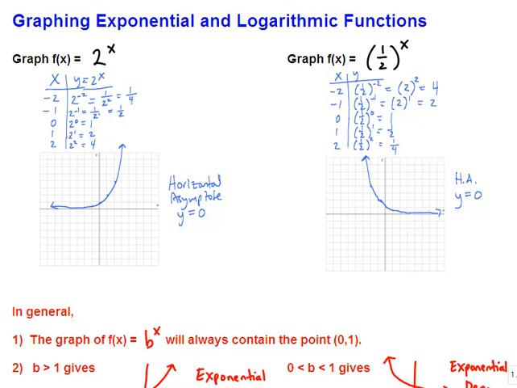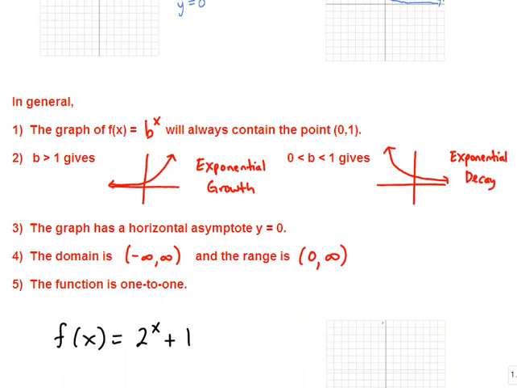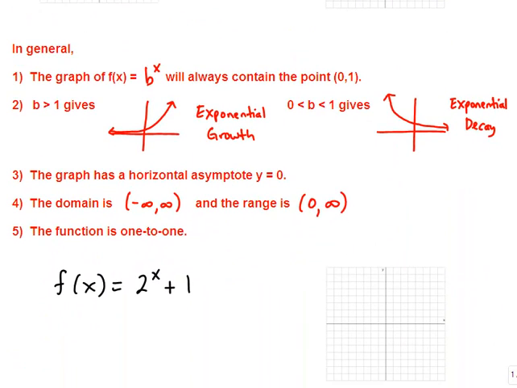And if you want to generalize these two types of graphs, we have this list of characteristics that every exponential graph is going to have. If you start with any exponential function with a base of b, so b to the x, every exponential function will contain (0, 1) if it's of this form. And that's because if I plug in 0 for that x, b to the 0 is always going to give me 1 back. So it always goes through (0, 1) on that y-axis.